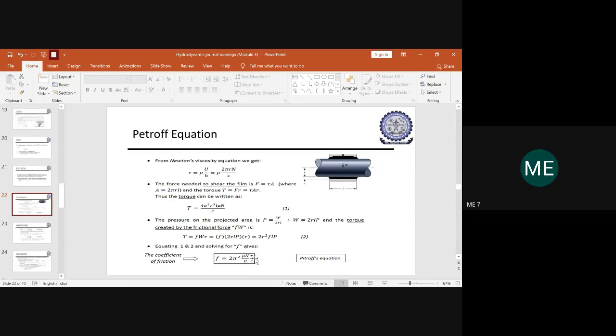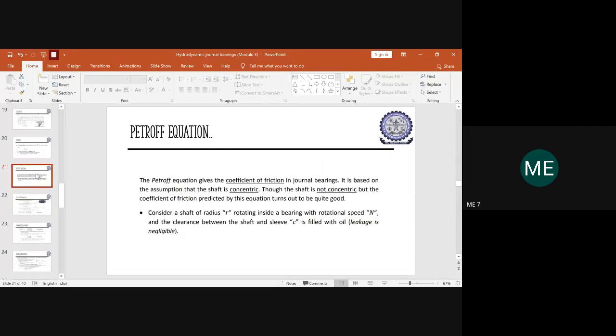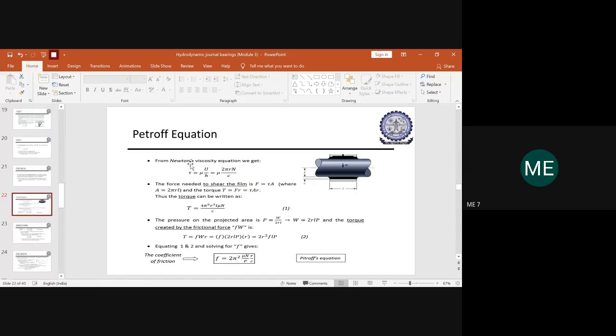Don't write all the numerical aspects together. You have two bifurcations: mu N by P is different, R by C is different. I'll tell you what it means in the next slide. If they ask you to derive the Petroff equation, you have to start with the basic assumptions and the concepts we have dealt with. Then you should start with Newton's viscosity equation, and write the equation for force and torque without frictional force. Then you speak about the load, and due to the load, some frictional force comes into the picture. Then the torque equation changes again. Then you equate both equations to get the value of the coefficient of friction. This will be nothing but our Petroff equation.